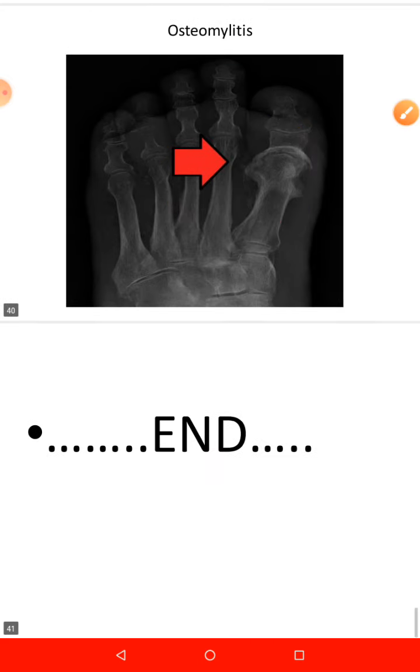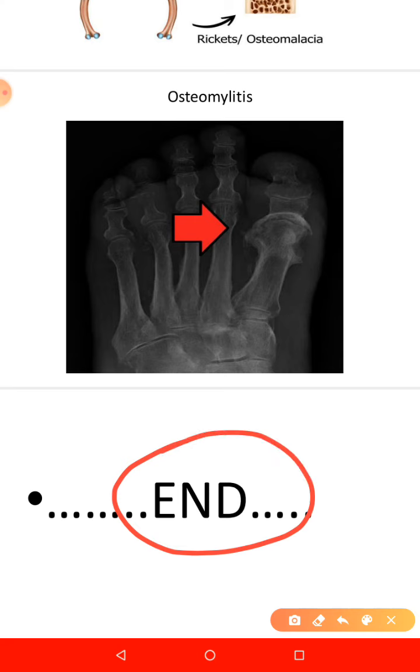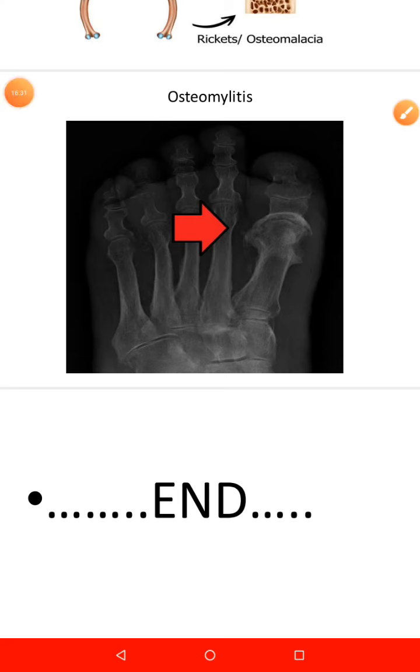Okay, so this is where we end regarding this topic, the parathyroid gland and physiology of bones. Thank you very much.